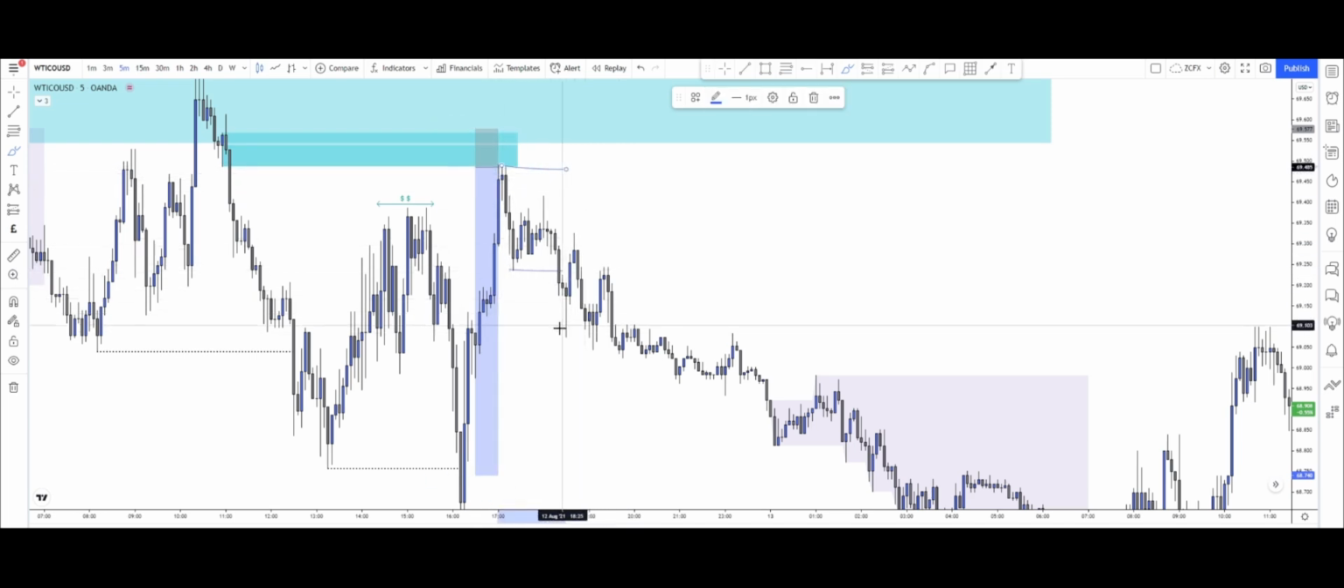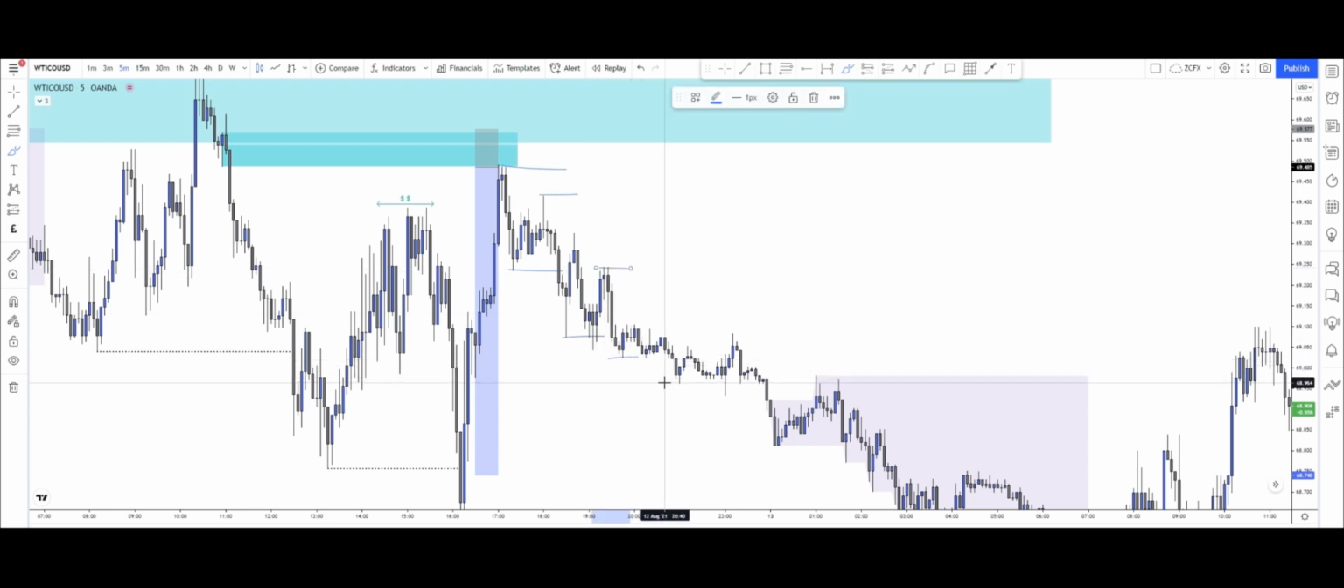Then we broke structure to the downside. We got a low, we got a high. What have you noticed here? Rather than going forward and marking this as the high, that's not valid. We go backwards and mark the high. What happened is this would have been a break of structure to many people, but to me it's not. And we've broken structure here, so this is our new low and this is our new high.